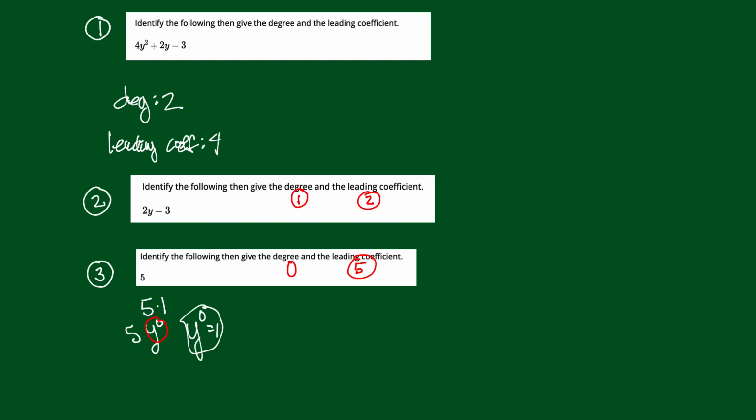Okay, now, looking back at all 3 of these that we've done so far, this first problem here, there's 1, 2, 3 terms. This is a trinomial. In the second problem, there's only 2 terms. This is a binomial. And in the third problem, there's a single term, so this is a monomial.